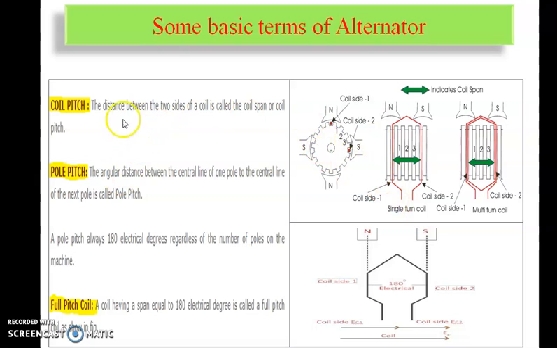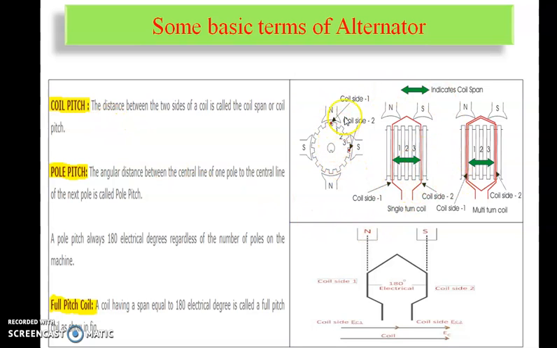Now, we will see the detail about all these things. Pole pitch: the angular distance between the central line of one pole to the central line of the next pole is called a pole pitch. Okay, and as well as the full pitch coil, short pitch coil. So, in the first part, we will talk in detail about the coil pitch. Okay, as the definition stated, the distance between the two sides of a coil is called a coil span or a coil pitch. Okay, just see this particular figure.